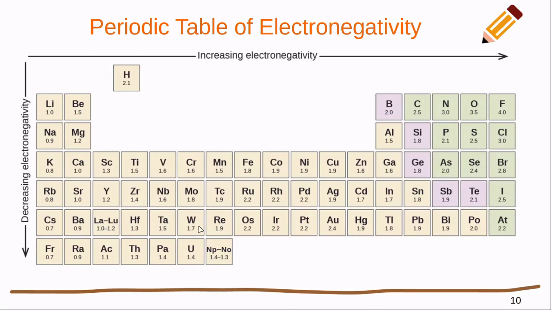And we're going to see an increasing trend as we move diagonally across, with the highest electronegativity seen in the elements in the top right of the periodic table. You can always refer back to this table if you need to. It's in our textbook if you want to know what the electronegativity of a specific type of atom is.